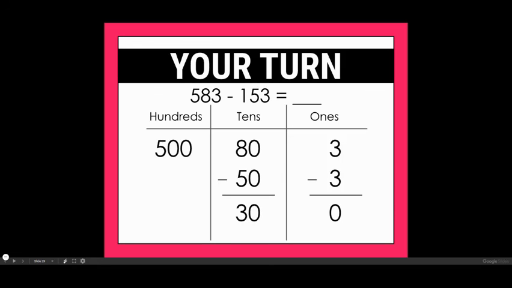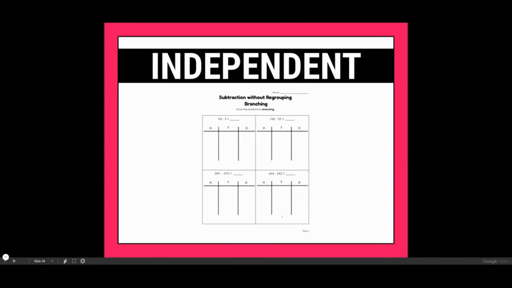And finally, let's take away our hundreds. How many hundreds are we going to take away? We're going to take away 100. 500 minus 100. You can think 5 minus 1. 5 minus 1 is 4, so it's going to be 400. So here is our expanded form. The standard form would be 430. So 583 minus 153 equals 430. Excellent work.